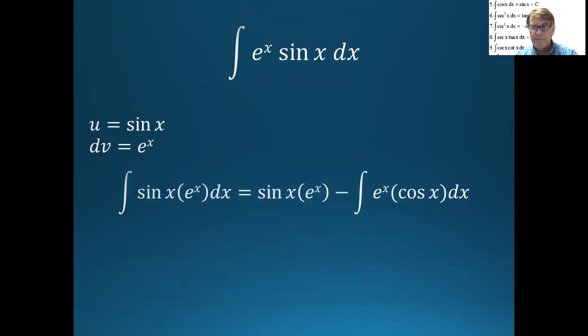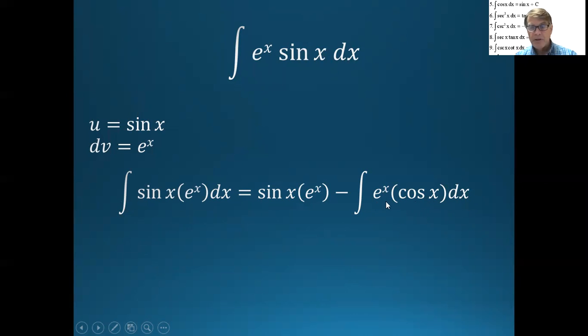The integral of u dv equals uv minus the integral of v du. So the integral of u dv, which is exactly what we started with, just switching the order, equals uv. So u is sine of x, v is the integral of dv, which is e to the x, easy peasy, minus the integral of v du. What is v? v is the integral of dv, which is e to the x. du is the derivative of sine of x, which is the cosine of x. Okay, so here we have integrated this somewhat difficult looking expression, and there you have it.